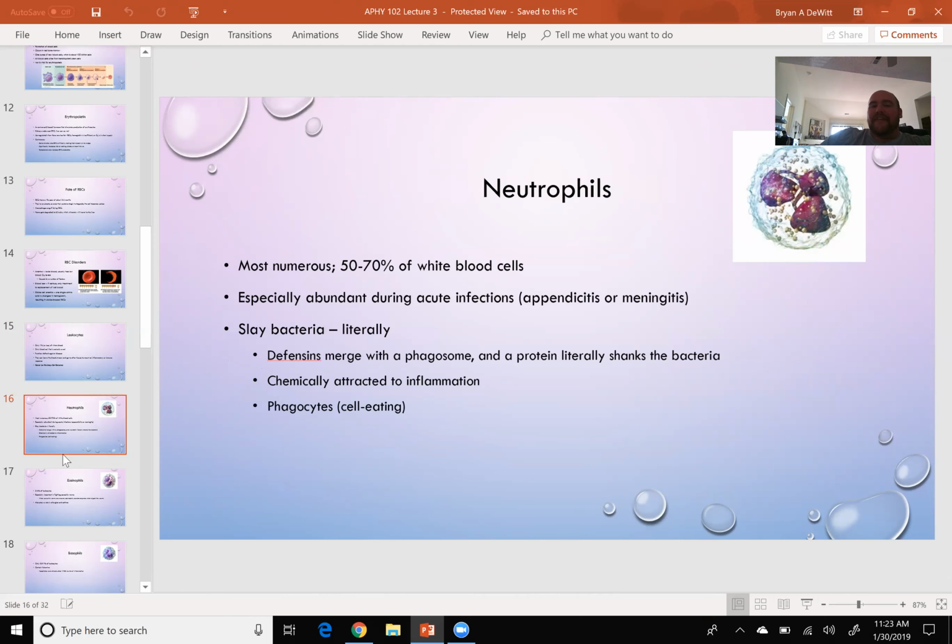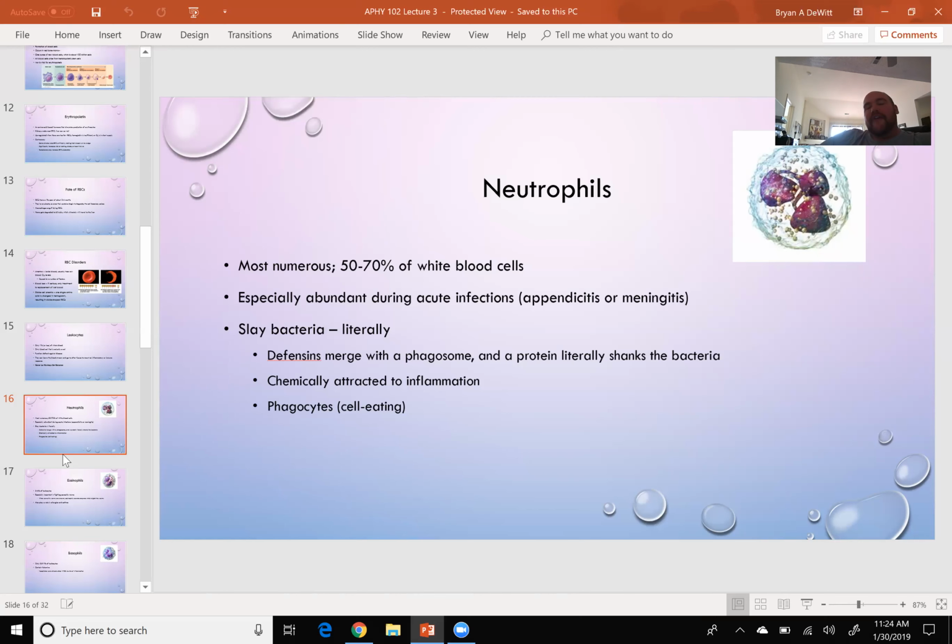So Isaac mentioned that they shrink bacteria. Oh, he's right. Literally, what neutrophils do is they have these barbed wire little proteins on the outside of the cell. And what neutrophils will do is go up and hug a bacteria cell and stab it. And then it eats it. So that's what they do. Neutrophils go up to bacteria, they shank them, and then they eat them.